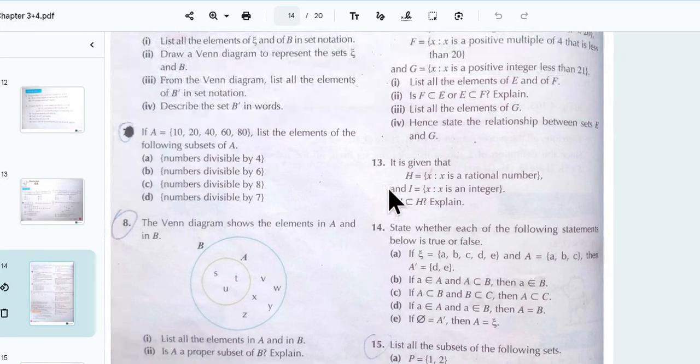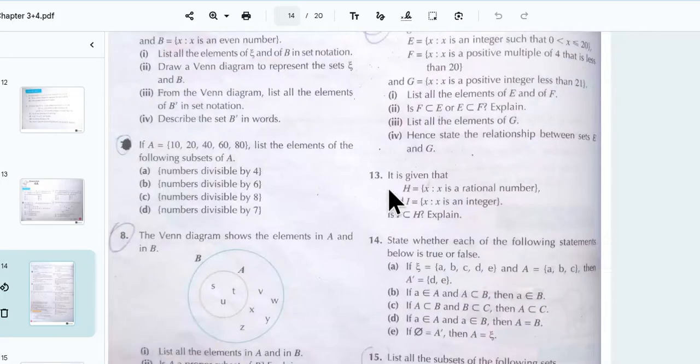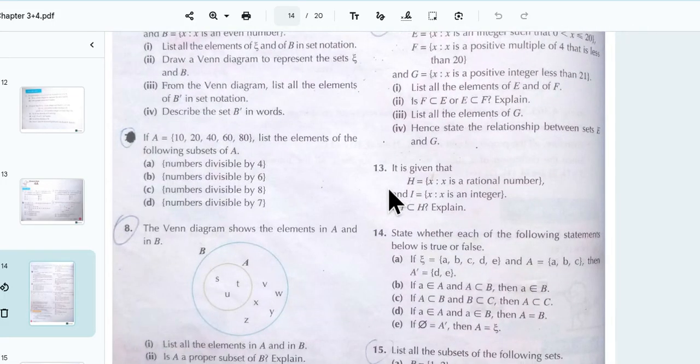As we discussed, this contains only elements and true or false. These are integers and rational numbers, and all these sets are the same as we discussed in the previous video.